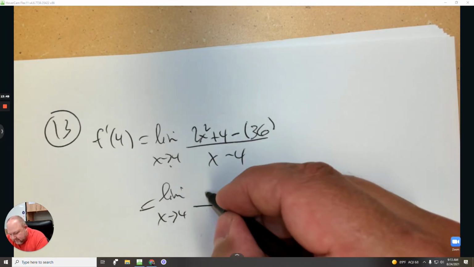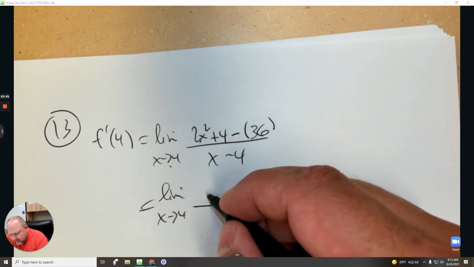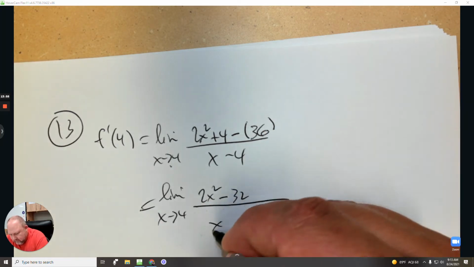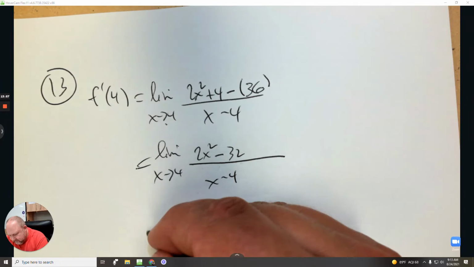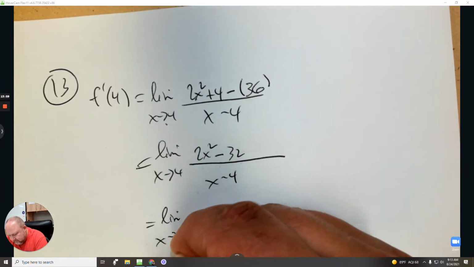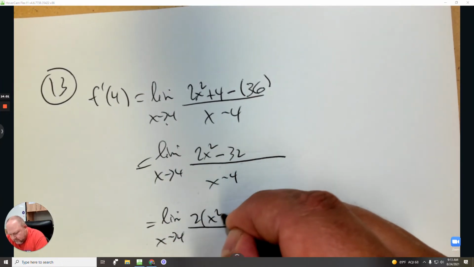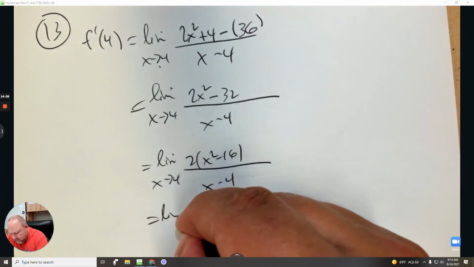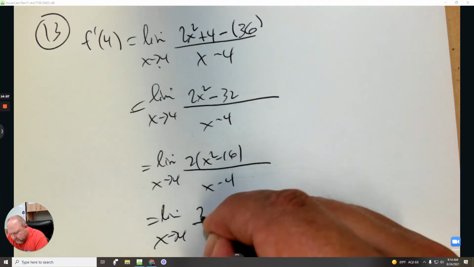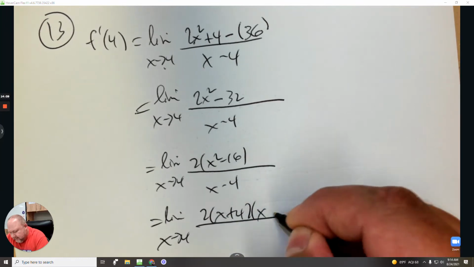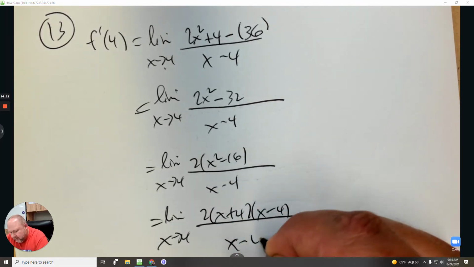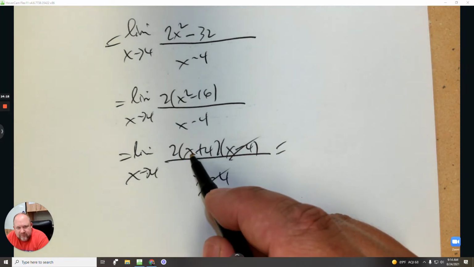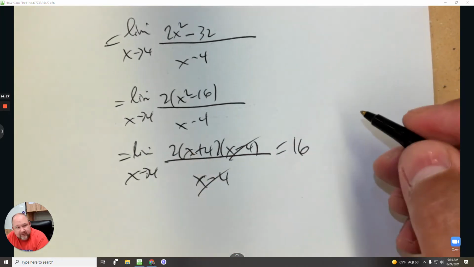So what do we have here? We have 2x squared minus 32. Factor out 2. That's a difference of squares. So that's x plus 4, x minus 4. Now we can remove the discontinuity. Plug 4 in for x, and you know the answer. It's going to be 16.